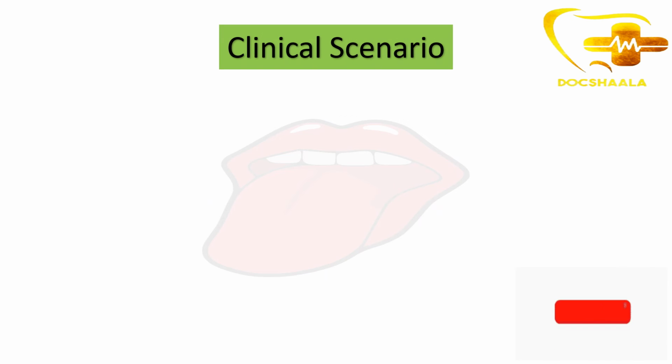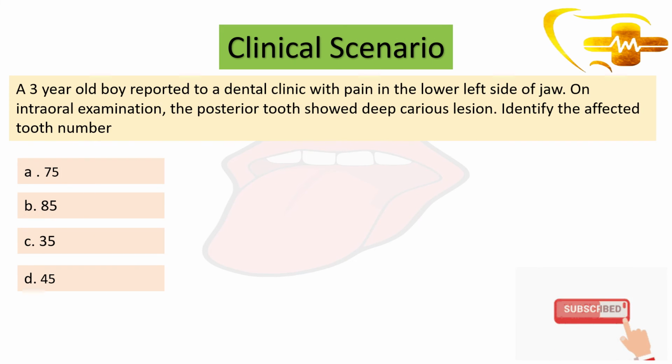Let's see a clinical scenario. A 3-year-old boy reported to a dental clinic with pain in the lower left side of the jaw. On intraoral examination, the posterior tooth showed a deep carious lesion. Identify the affected tooth number. As you can see, it is a 3-year-old boy. That means we need to go with primary dentition tooth numbering systems. From the options given, you can see that it is the FDI system, right?